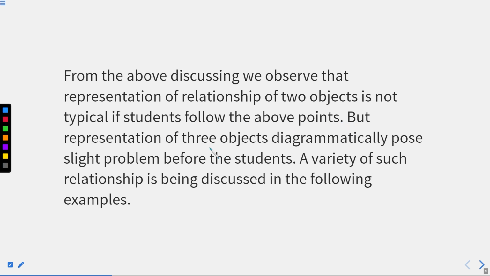But the representation of three objects, till now we are dealing with only two objects, either pen or stationery, either weight or gym. So only two things are given and we are making a diagram based on that, right? But the diagram poses a slight problem when three objects are there before the students. A variety of such problems is discussed in the following examples in this video. So you don't have to worry even if there are three objects, right? I'm going to explain with the help of examples how you are supposed to approach the same, right?